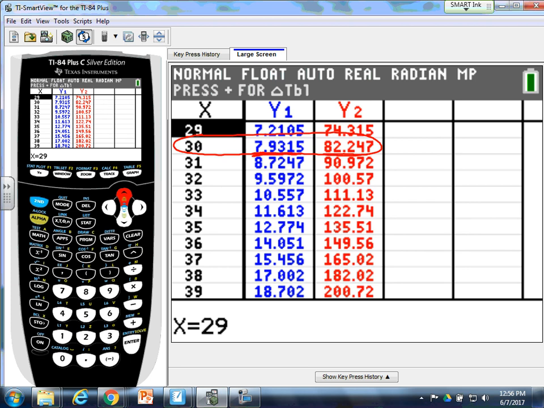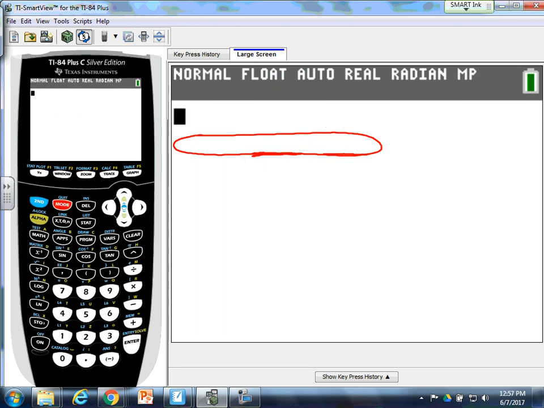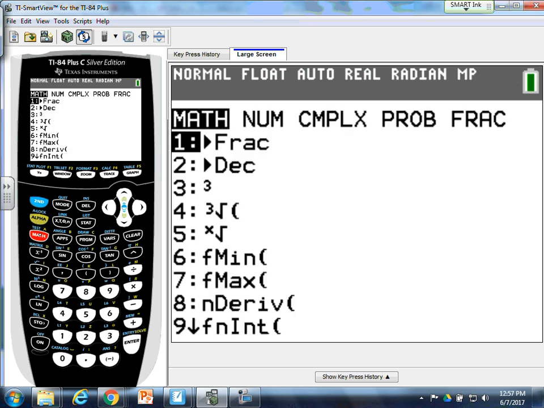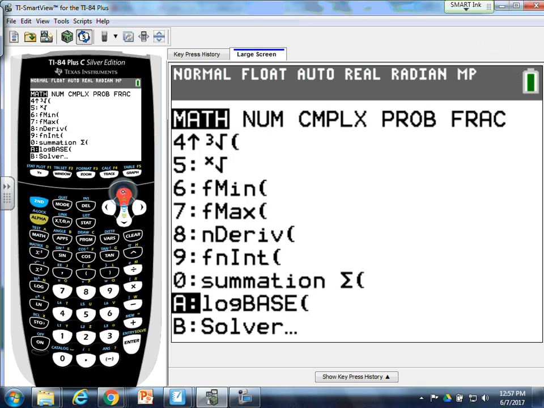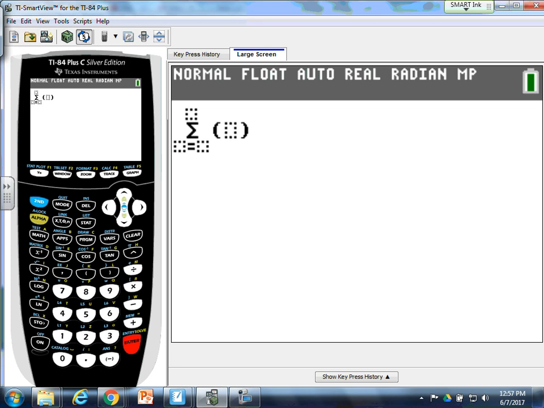Okay. There's actually one other way you could do the sum problems if you want to, using sigma notation. So I'll just show that real quick. If you want to use sigma notation, you can go into your math, and then you scroll towards the bottom of this list. There's a summation. Okay, and we always start with x equaling 1. In this case, we're going up through 30 terms.